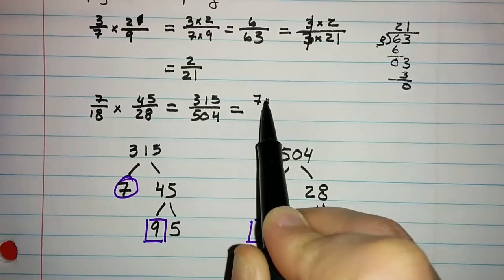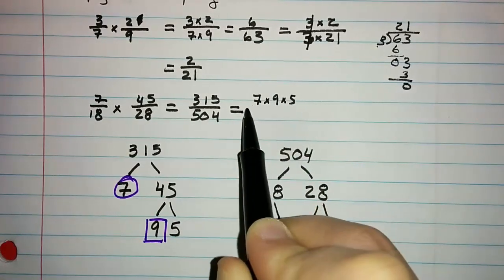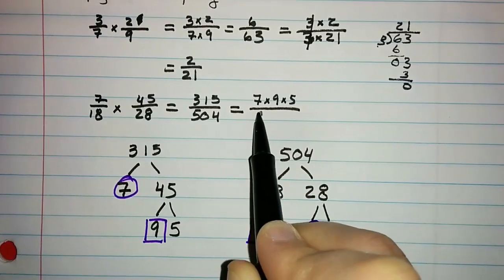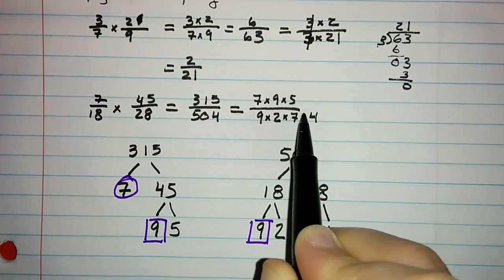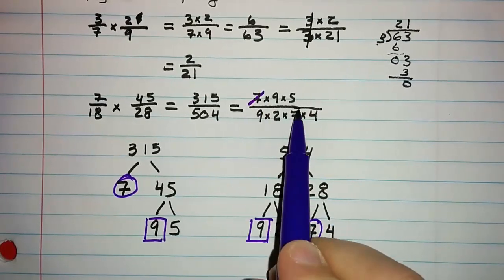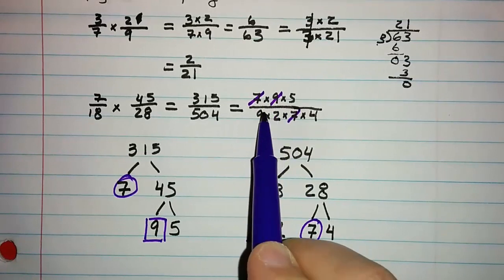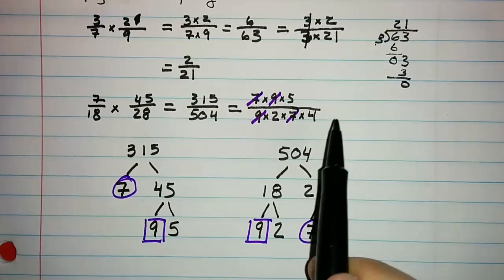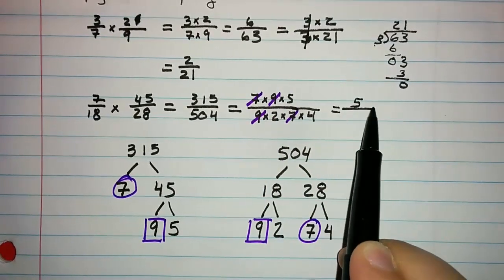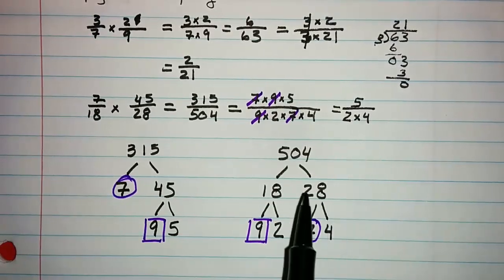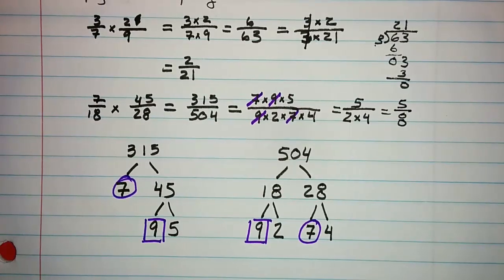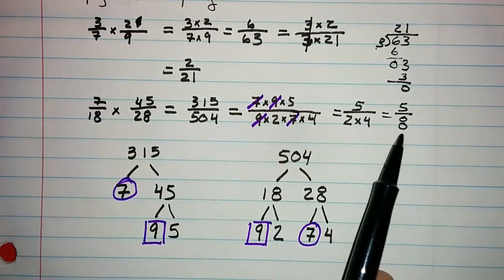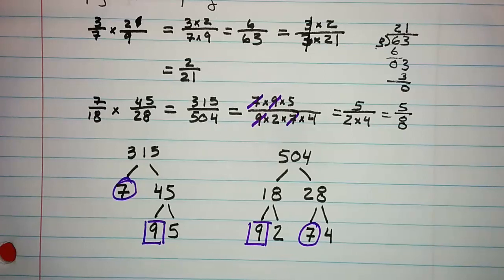We have 7 times 9 times 5 over 9 times 2 times 7 times 4. And we can now cancel the common 7s, cancel the common 9s. What's left? 5 over 2 times 4. That is 5/8. 315/504ths simplifies to 5/8, which is pretty nice.